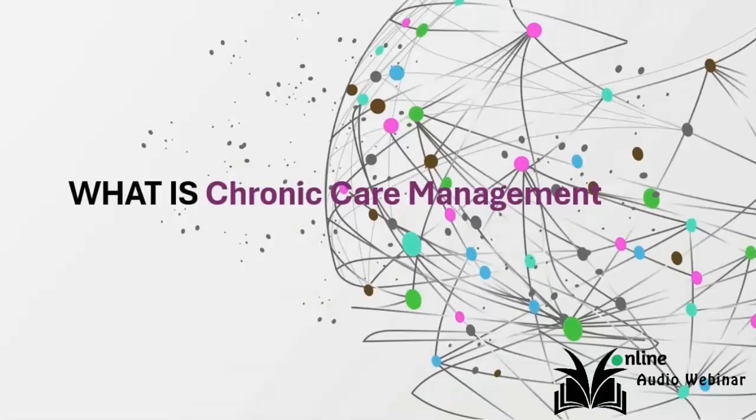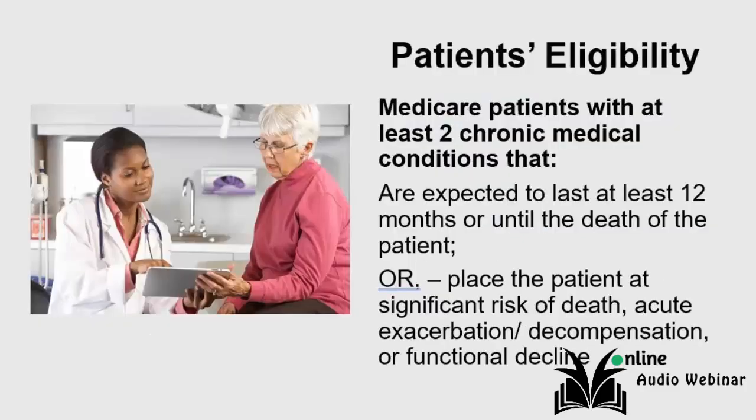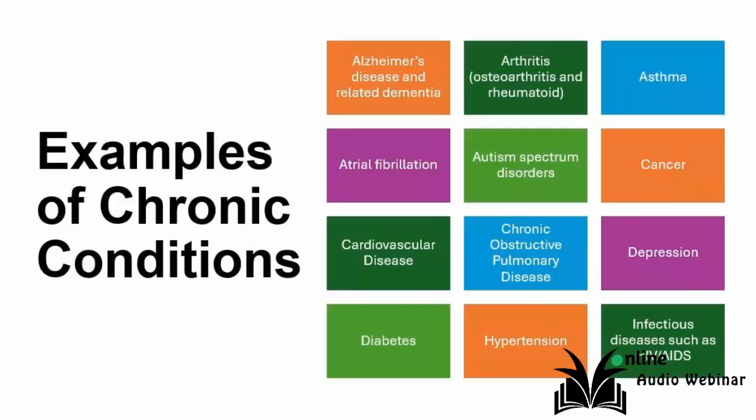So let's talk about what is chronic care management. What is CCM? Medicare said CCM is the care coordination or care management that is happening outside of regular office visits for patients with 2 or more chronic conditions. Who are the patients that qualify to be enrolled in CCM? Medicare provides you examples of what chronic conditions could be.